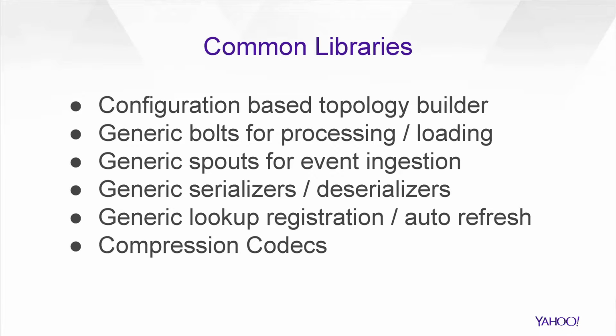So now that we have the supporting tools, we needed to make it easy to build topologies. So we built common libraries on top of a configuration-based topology builder. This allowed us to build generic classes for data ingestion, processing, and loading, and reuse them across all of our use cases. This also allowed us to centralize common serializers and deserializers, compression codecs, and all the different lookups that were used for the dataset service.